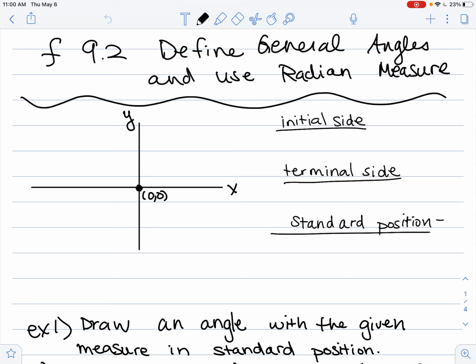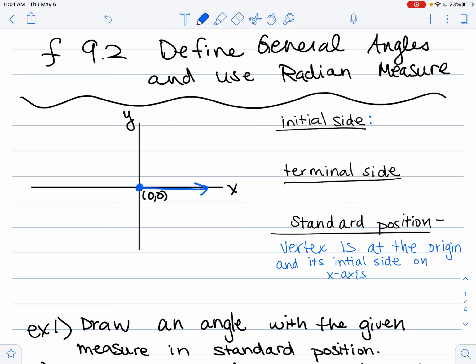So the first thing we want to talk about is what it means to have an angle in standard position. And that just means that the angle's vertex is at the origin. Remember, the origin is just 0, 0. So we would have the vertex at the origin, and its initial side is on the x-axis. So let's draw an angle where it starts right here.